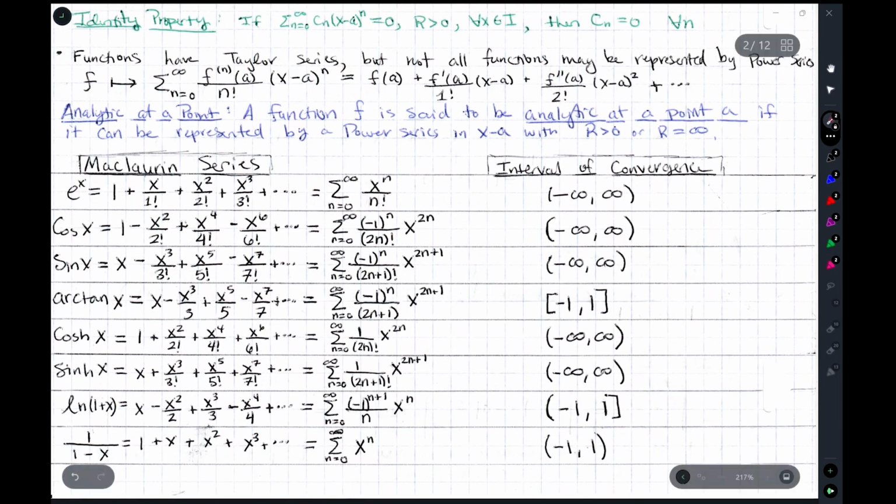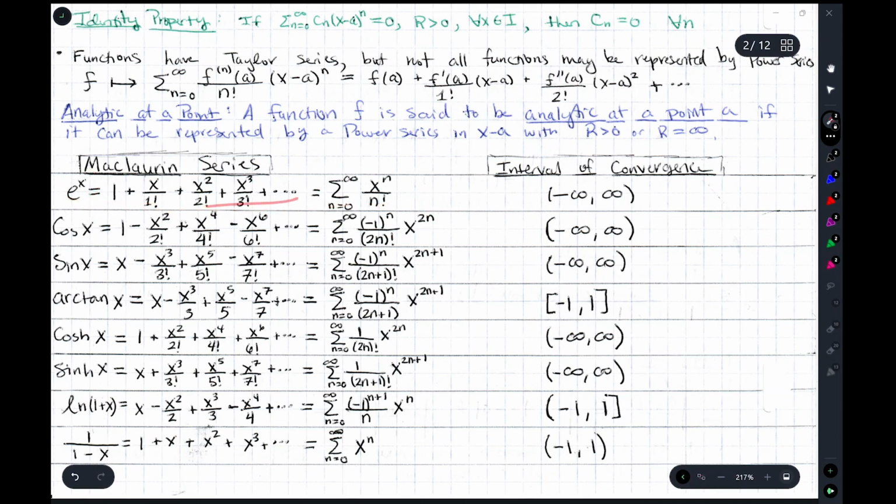So, of course, you'll recall that there is a special Taylor series called the Maclaurin series, and that's just when the center is equal to 0, okay? So Maclaurin series is Taylor series with center equal to 0. And here goes the Maclaurin series for some common functions.